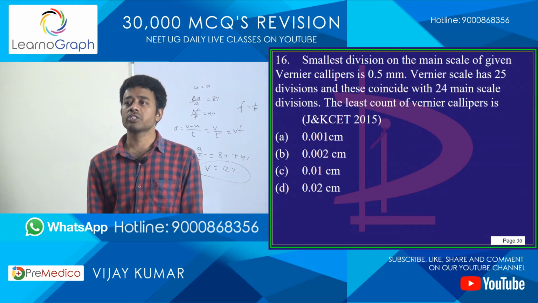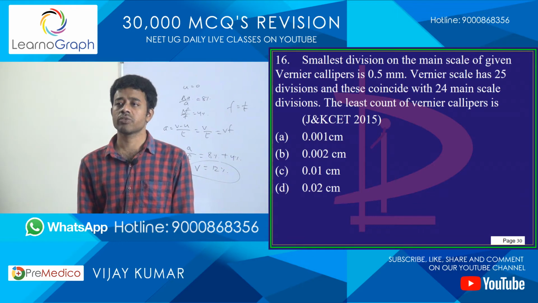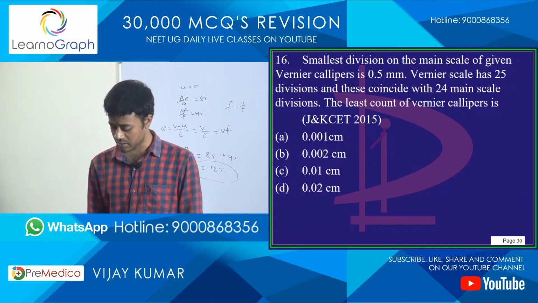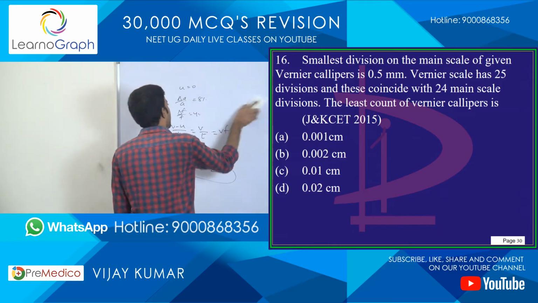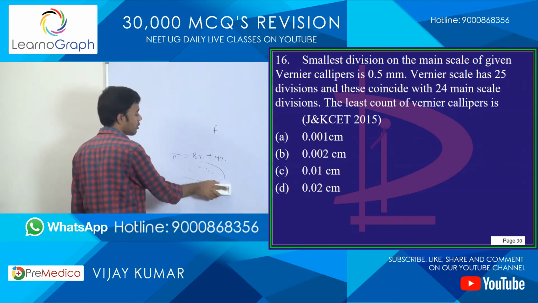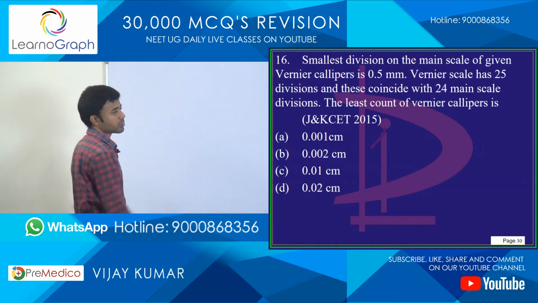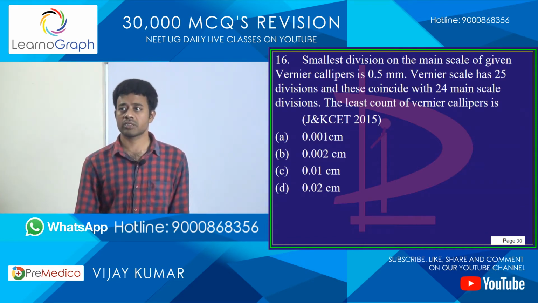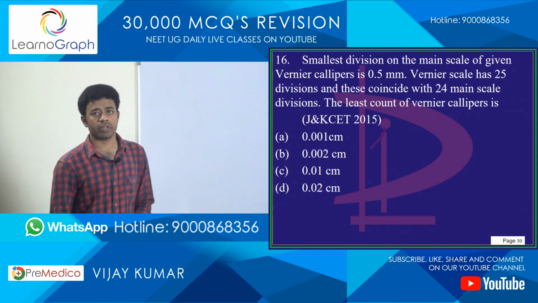Next problem: the smallest division of the main scale of a vernier caliper is 0.5 millimeter, and the vernier scale has 25 divisions which coincide with 24 main scale divisions. The least count of the vernier caliper is? I think we all know about this, and we have done some experiments with the vernier caliper. So we shall see in detail how to solve this problem. Here the smallest division of the main scale is 0.5 millimeter.